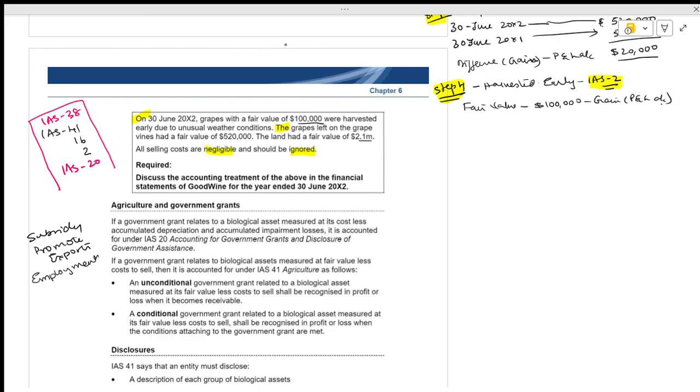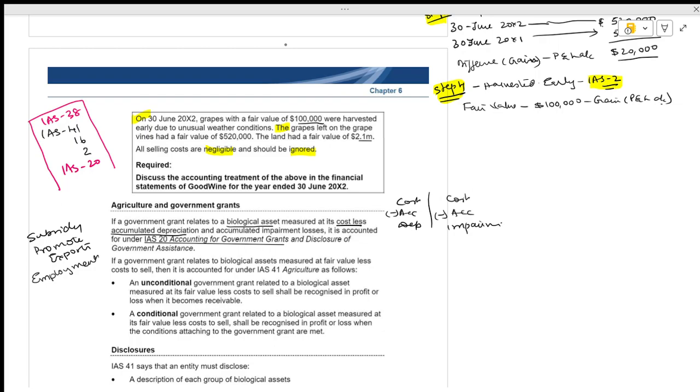If a government grant relates to biological assets, it should be measured at cost less accumulated depreciation, or cost less accumulated impairment. Fine. That's very clear. It is accounted under IAS 20. We have done IAS 20 in one of the previous sessions.